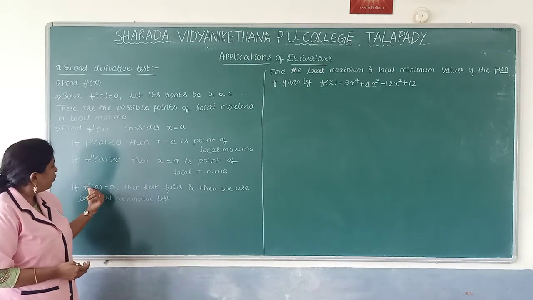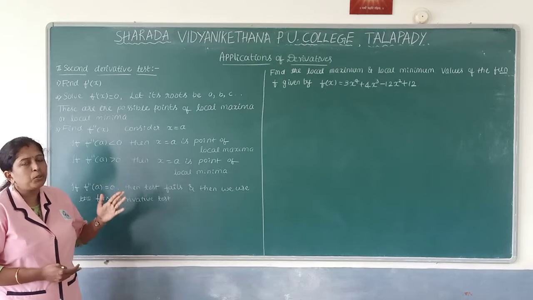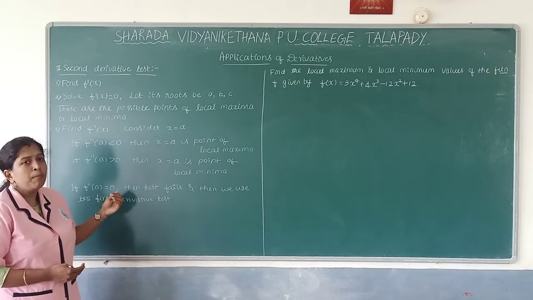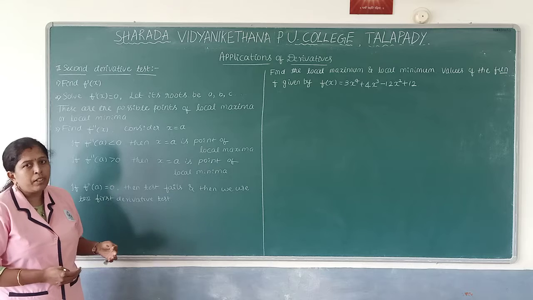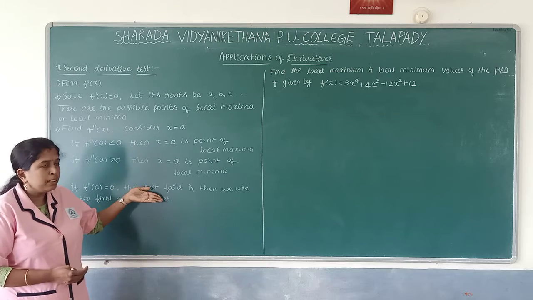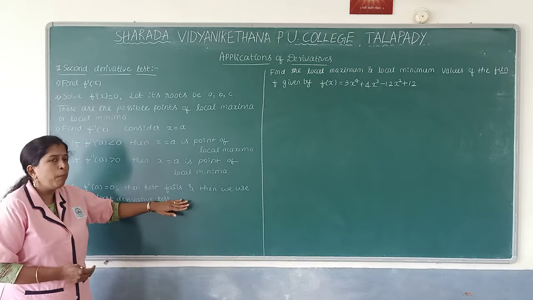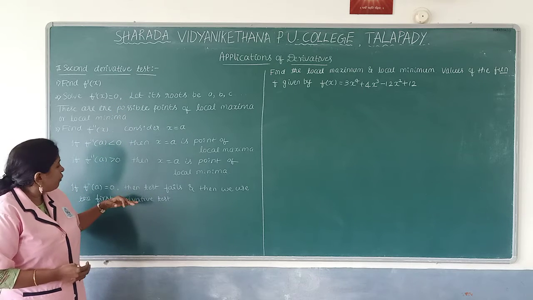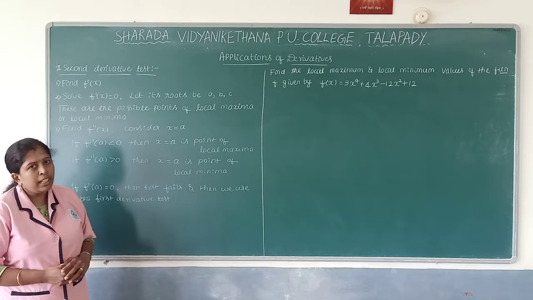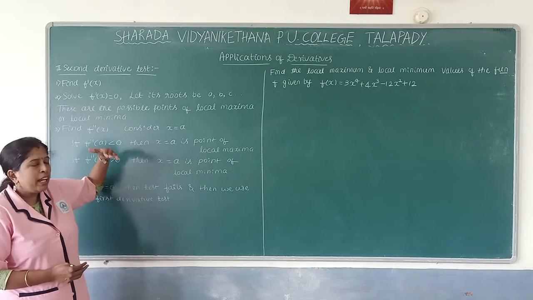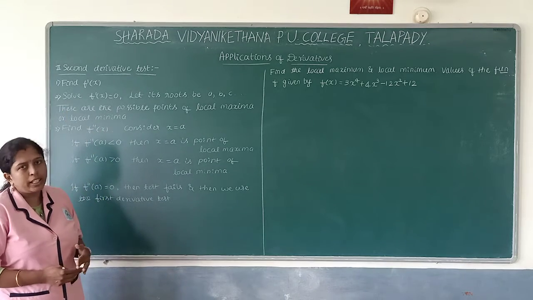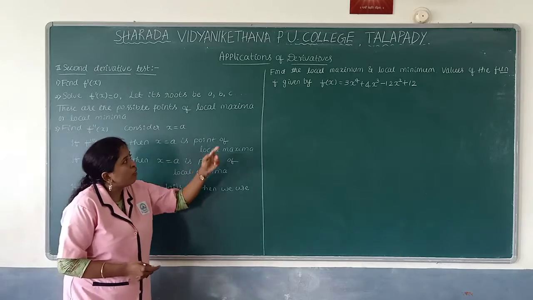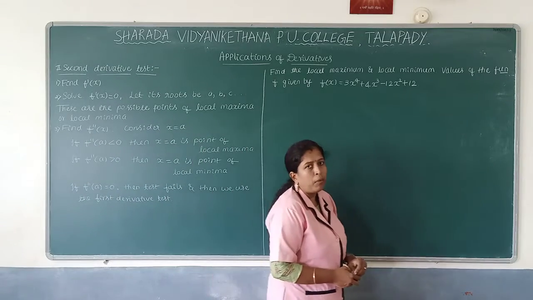What happens if the second derivative after substituting a is equal to 0? In that case, the test fails. Then what to do? When the test fails, we go back and use the first derivative test only. As usual, if the second derivative test fails, we use the first derivative test. Okay, based on this, now we are going to discuss one problem.